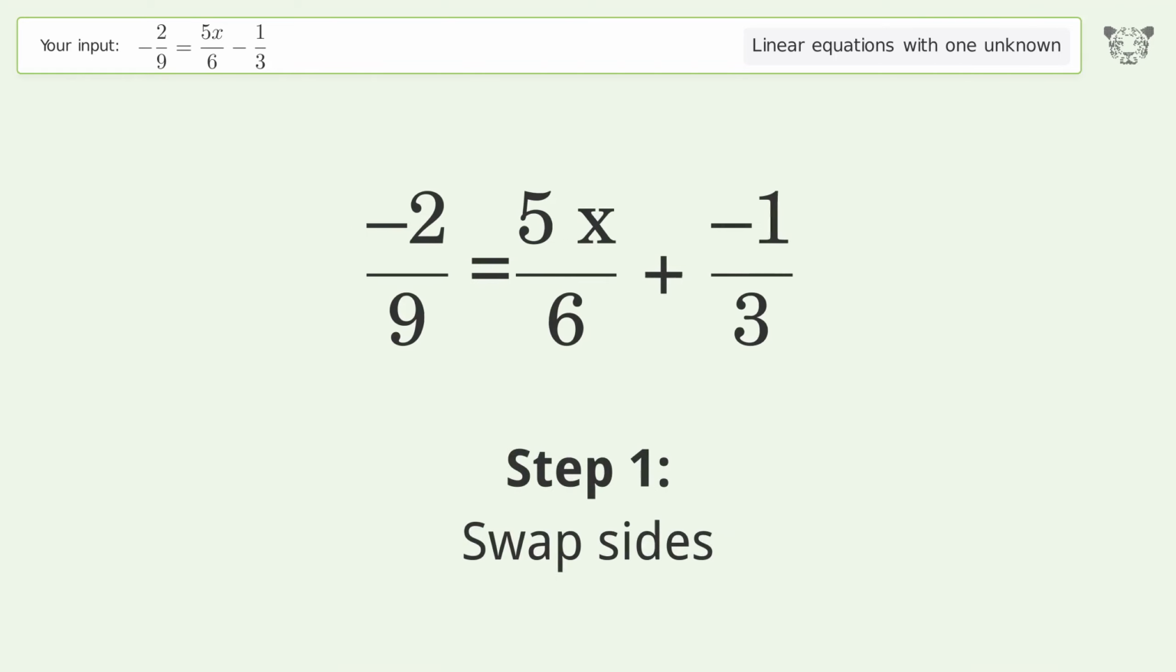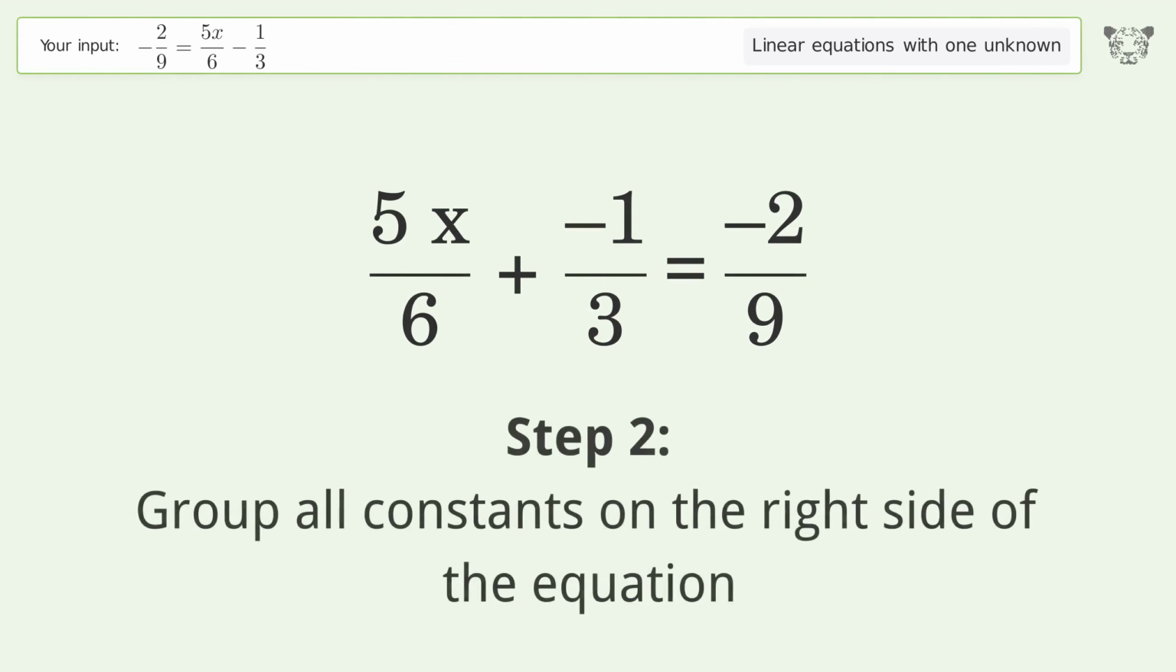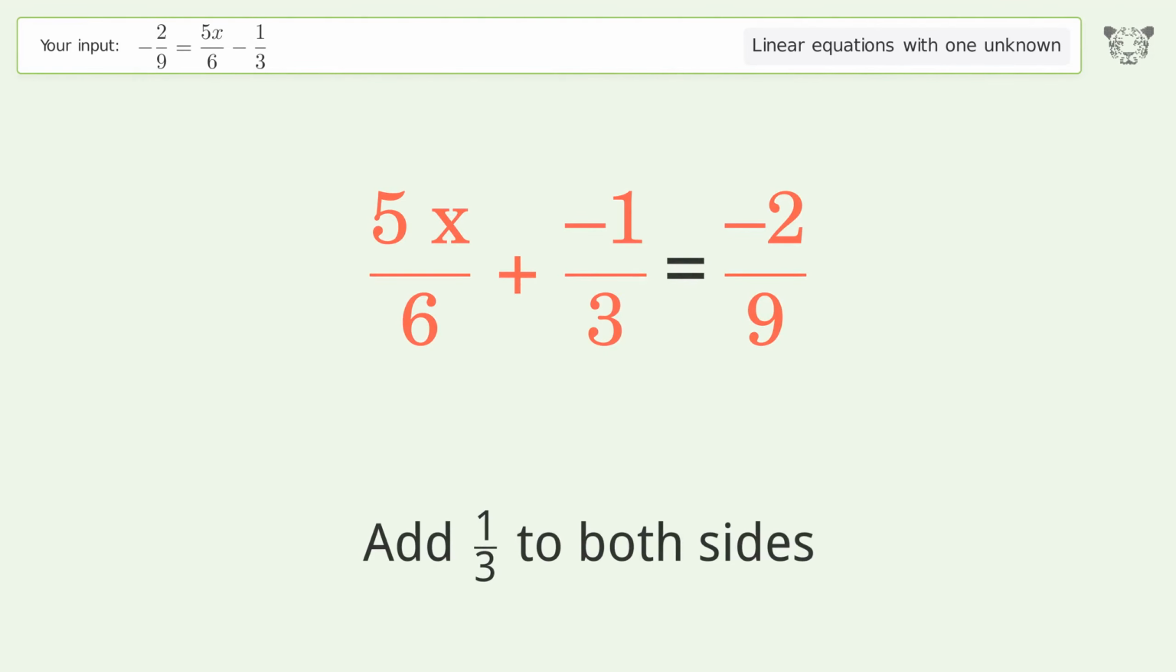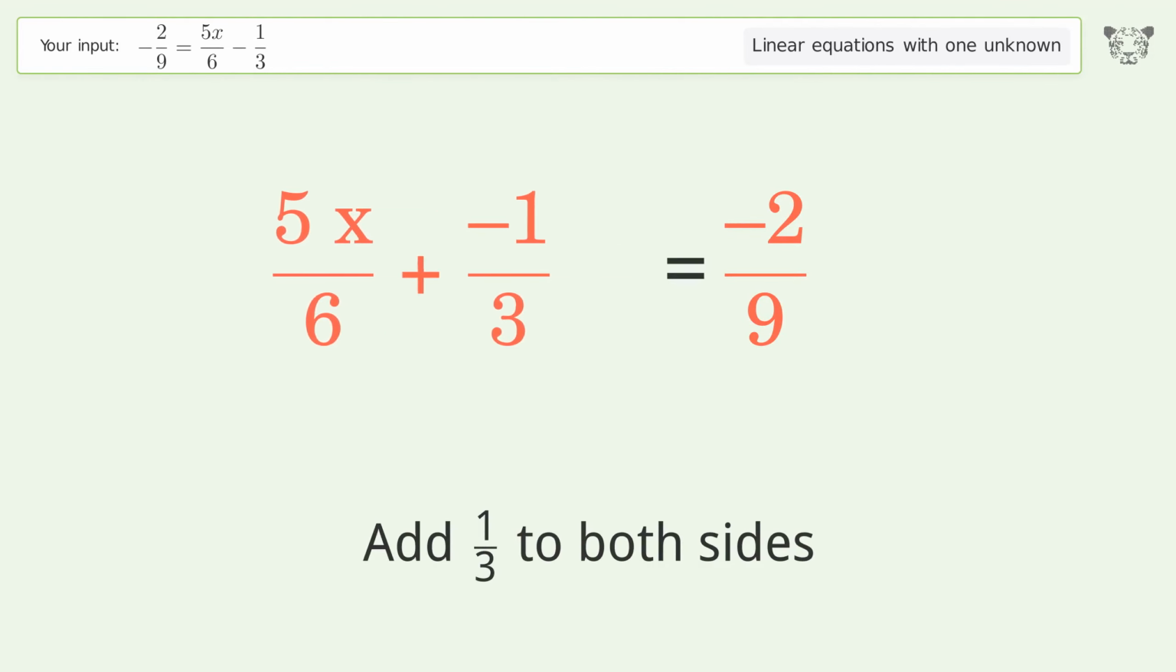Swap sides. Group all constants on the right side of the equation. Add 1 over 3 to both sides.